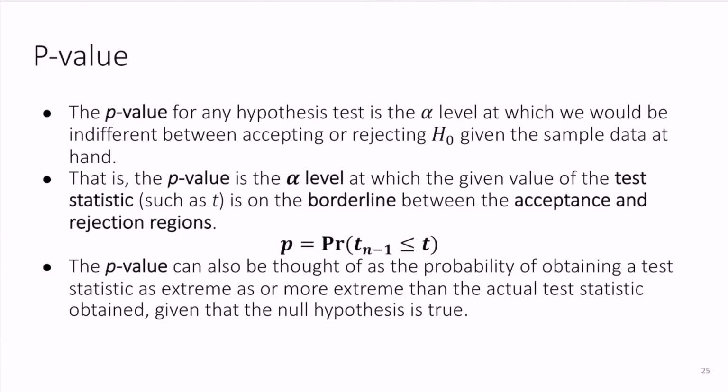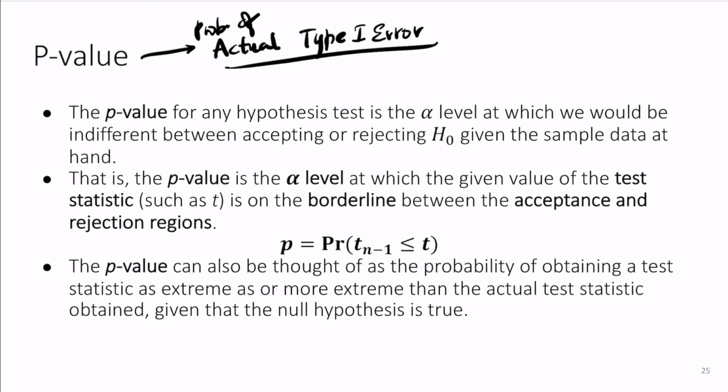So what we are doing here is calculating the p-value. What is the p-value? The p-value is the actual type 1 error. The p-value represents the probability of the actual amount of type 1 error. Remember that alpha represents the alpha level, the value given in the problem.